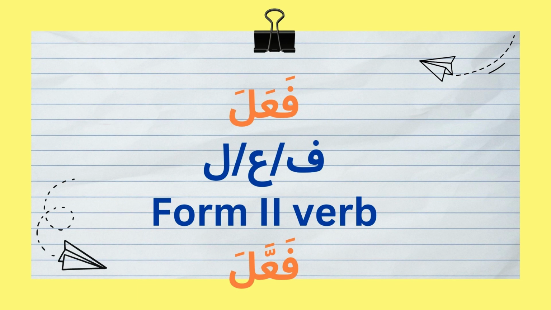The pattern for form two verbs is فعل. Arabic grammarians have chosen the verb فعل or to do to indicate templates or patterns for verb forms. So the verb فعل or to do is actually the pattern for form one verbs, but form two verbs double the consonant of the second radical of form one verb. So what we have is فعل with the shadda falling on the second radical.